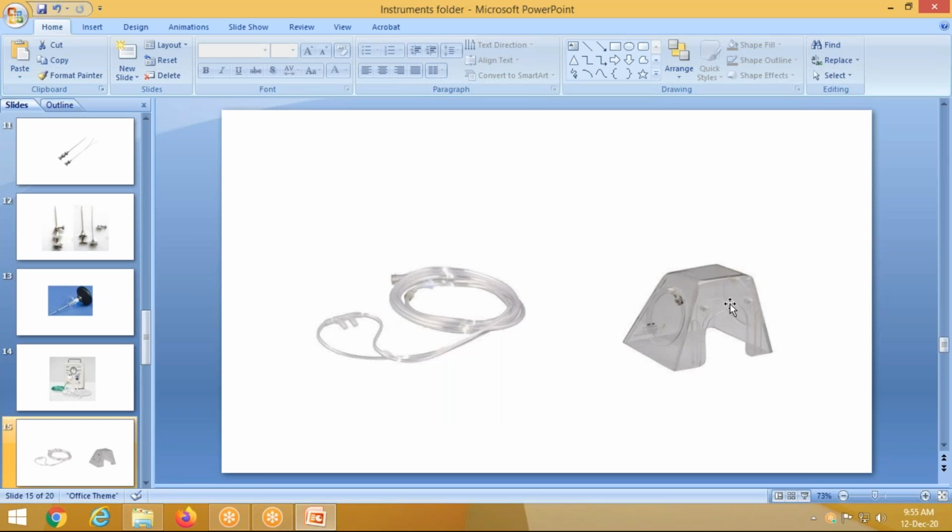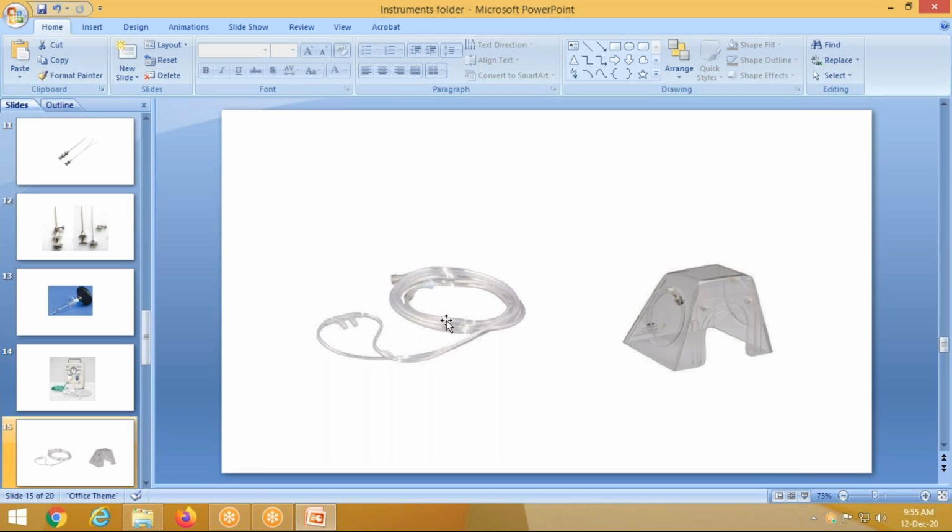See, this one is the oxygen hood, and this is the oxygen nasal cannula. Here you can see two entry ports to the nostrils. So these are examples of the low flow oxygen carrying devices.